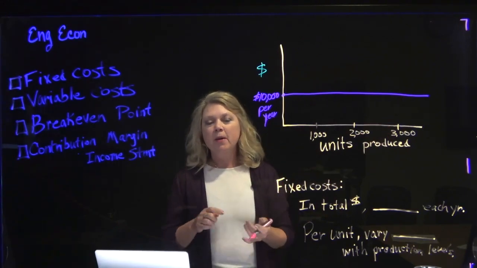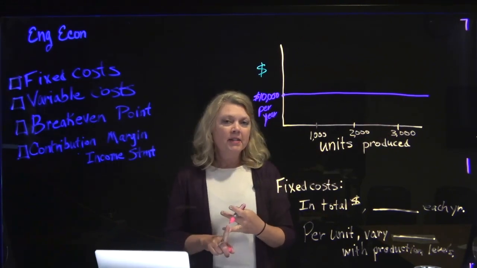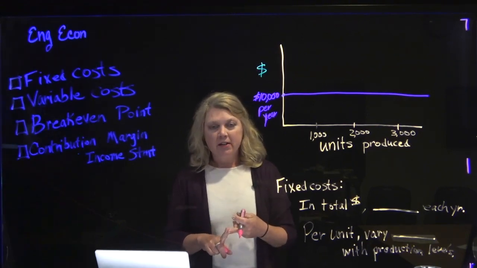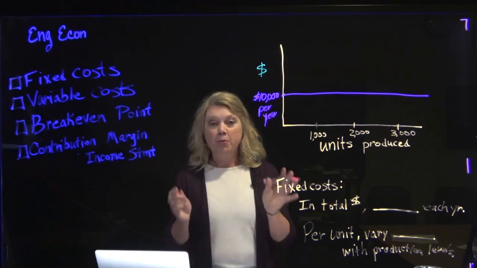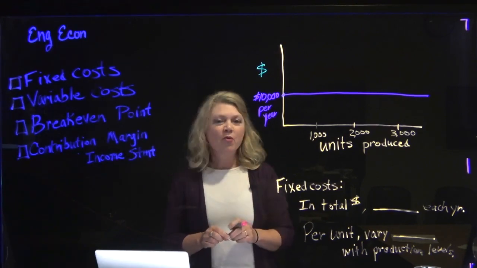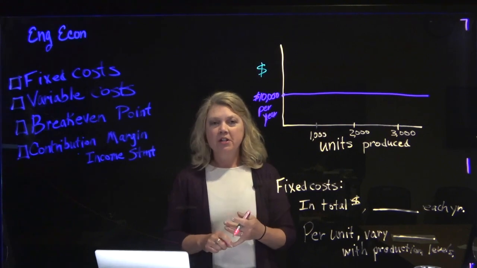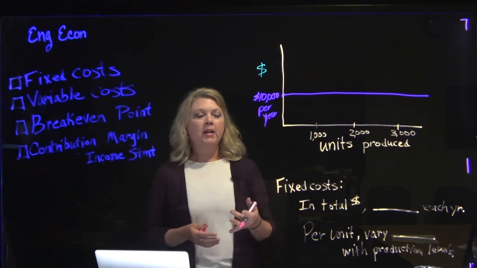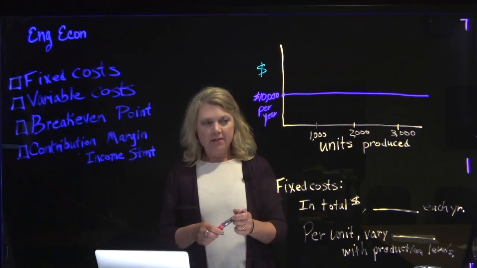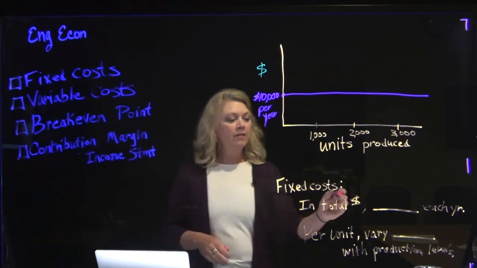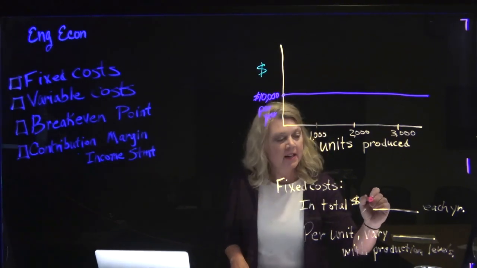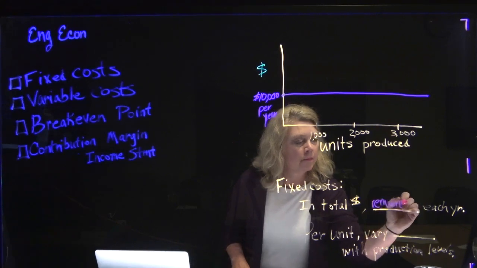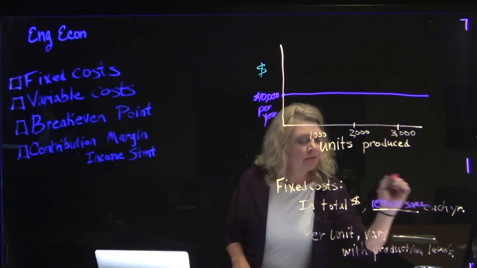Examples of fixed costs might be rent on the factory, property taxes on the factory building. Straight line depreciation is a fixed cost. Actually, any depreciation except for units of production. We'll learn those later, but most depreciation costs are fixed for the year. Salaries are fixed for the year by contract, right? So those are examples of fixed costs. So in total, fixed costs stay the same, right? For the whole year. The same for the whole year.